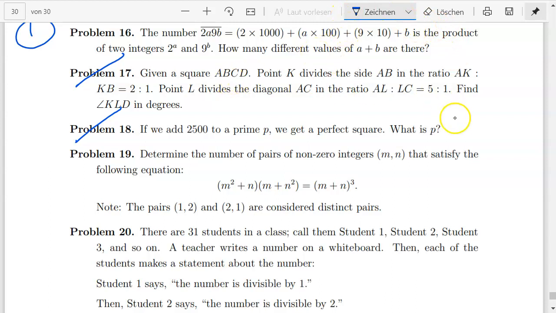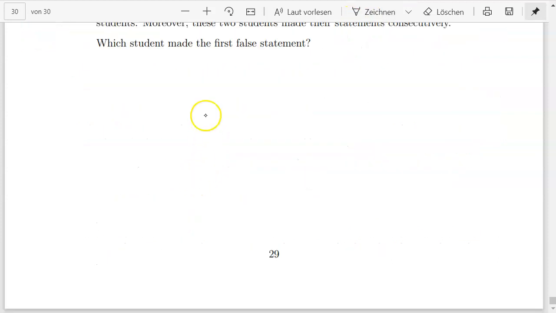Given a square ABCD, I'll draw a smaller one because there's more space down there. Point K divides the side AB in the ratio AK to KB equals 2 to 1, so somewhere here, 2 to 1. And then point L divides the diagonal AC in the ratio AL to LC equal to 5 to 1. Find angle KLD in degrees. Okay, I'll move this down and then I'll draw it all over again.